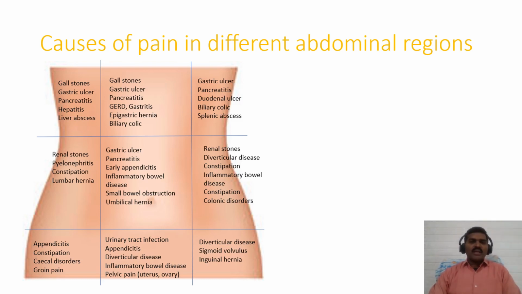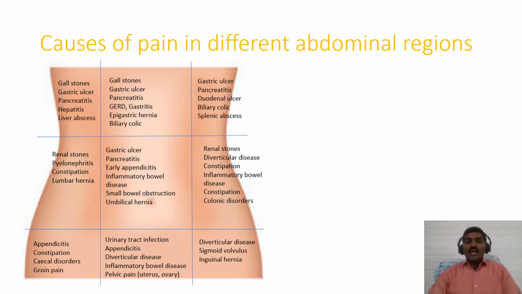Left hypochondriac region: left kidney and left adrenals are located here. Renal stones, diverticular disease, infections of the kidney, constipation, inflammatory bowel disease, and colonic disorders cause pain in the left lumbar region. The central or umbilical region: gastric ulcer, pancreatitis, and, as you know, appendicitis, early appendicitis.